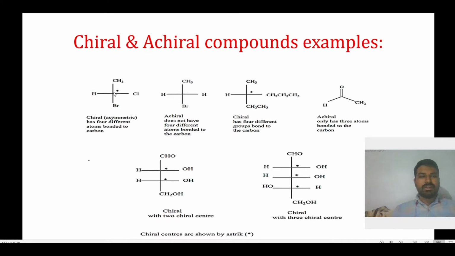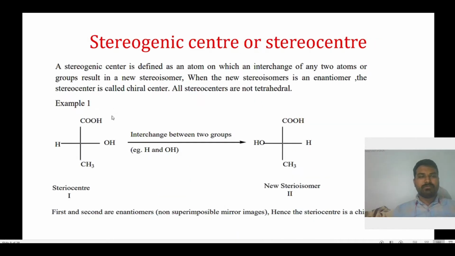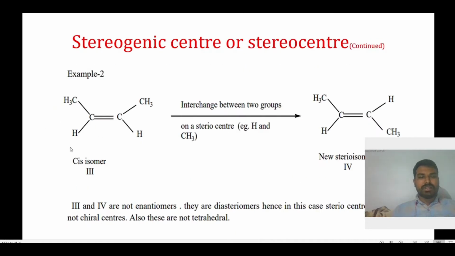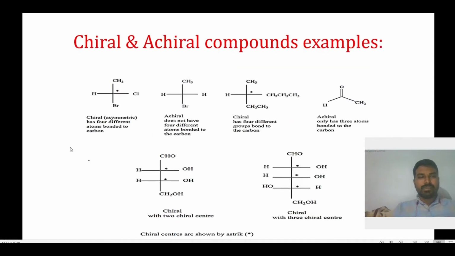And over here the central carbon atom is bonded to CH3 and Br, H and Cl, which are four different groups. Now look at here, chiral has four different groups bonded to the carbon atom. These are the four different groups bonded to the carbon atom, and this is a chiral carbon because it has only three groups.